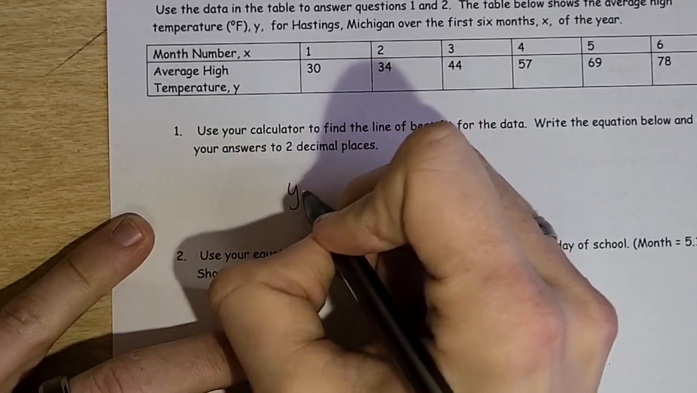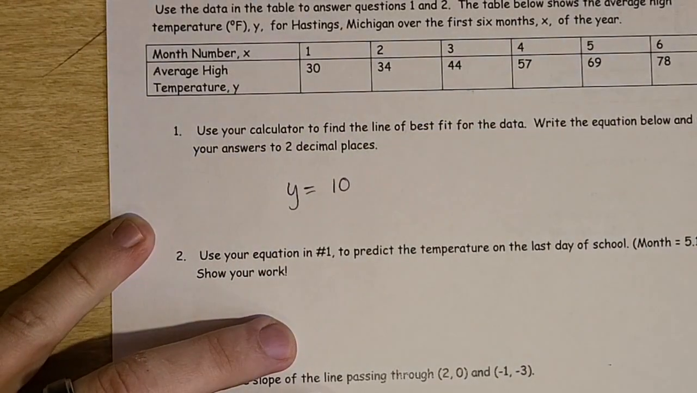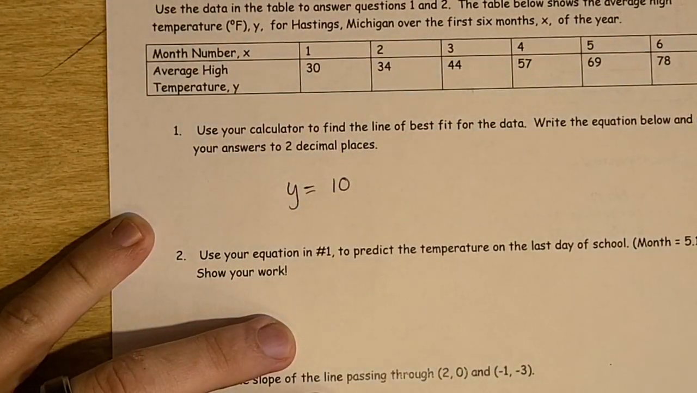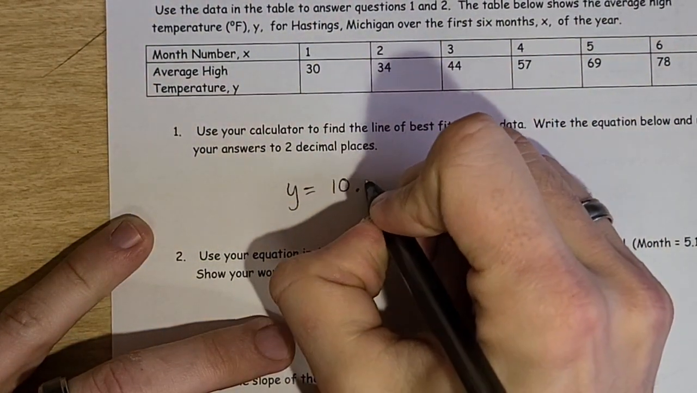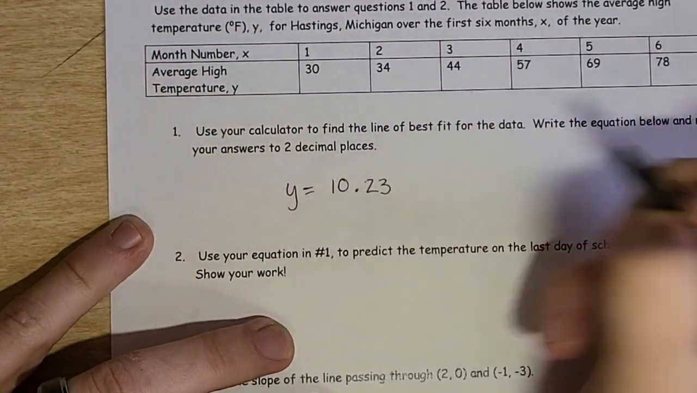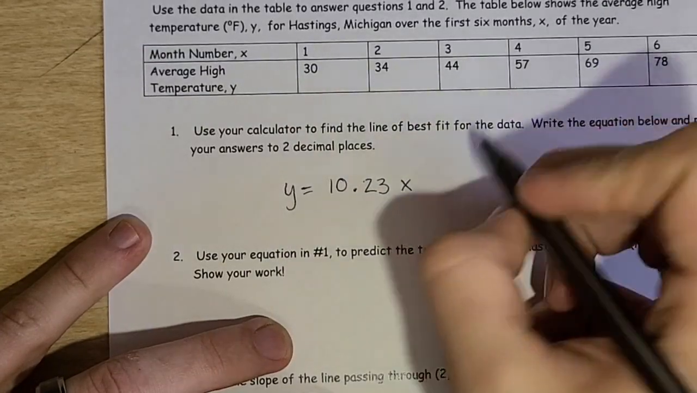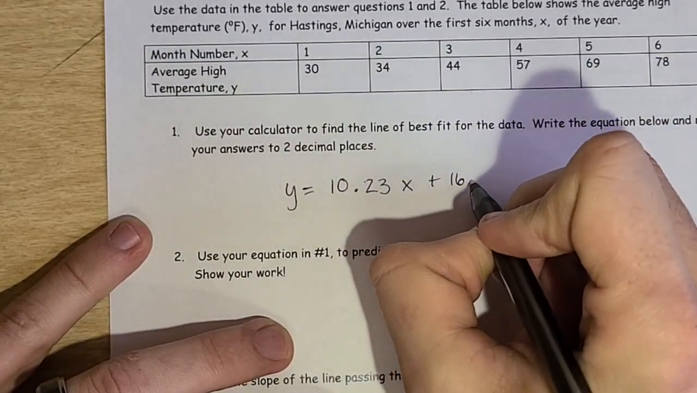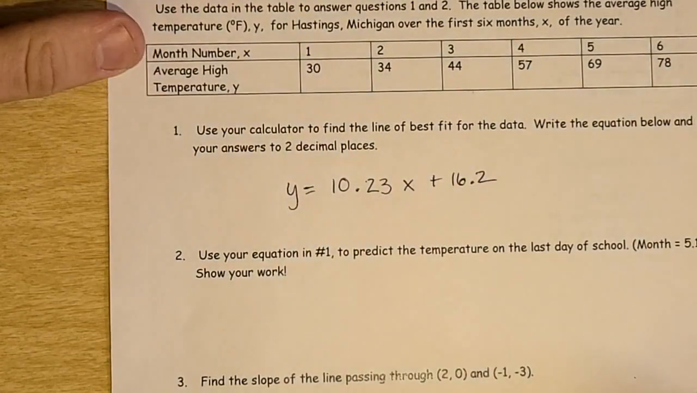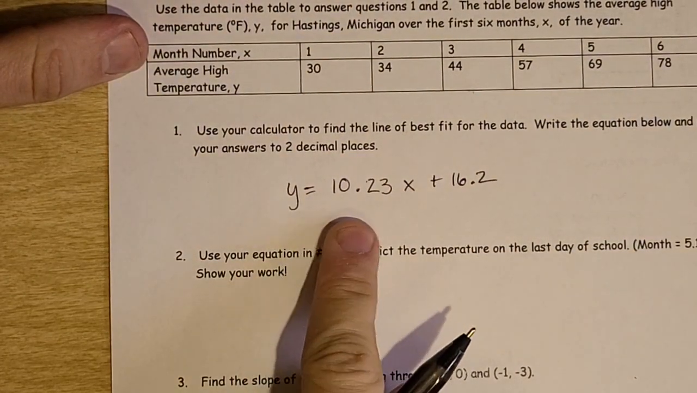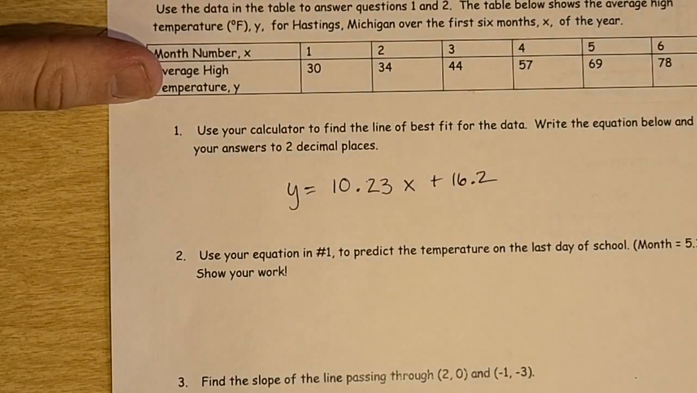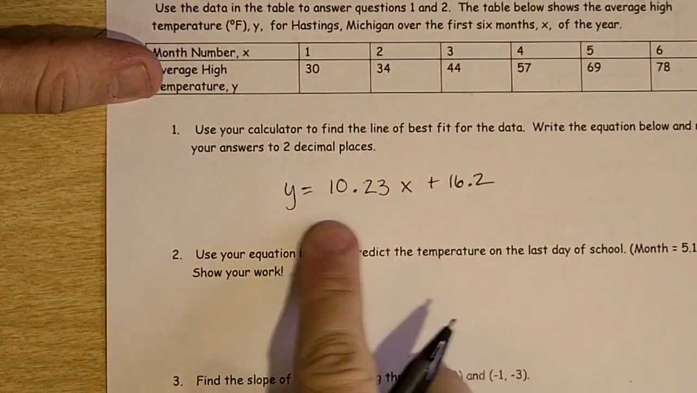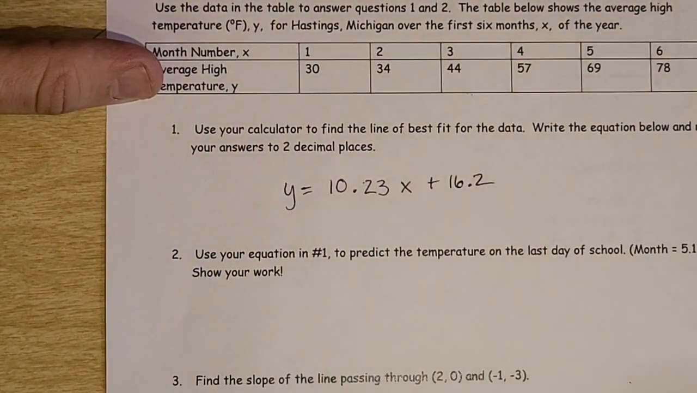I should say y equals 10.22857, which should round to 10.23 x, and then that last number said 16.2, so you didn't even need to round it. So this was the answer. I don't remember if it was A, B, C, D, whatever, but this was the answer. These were all multiple choice.